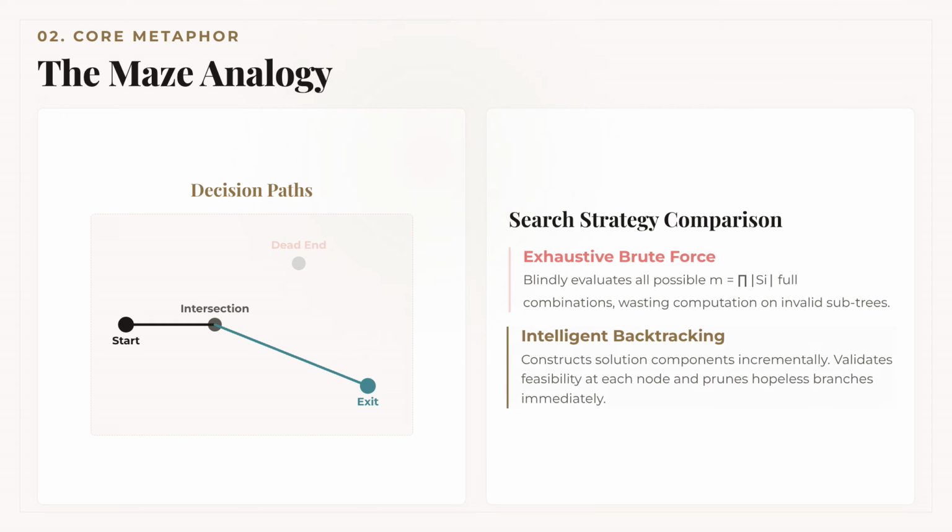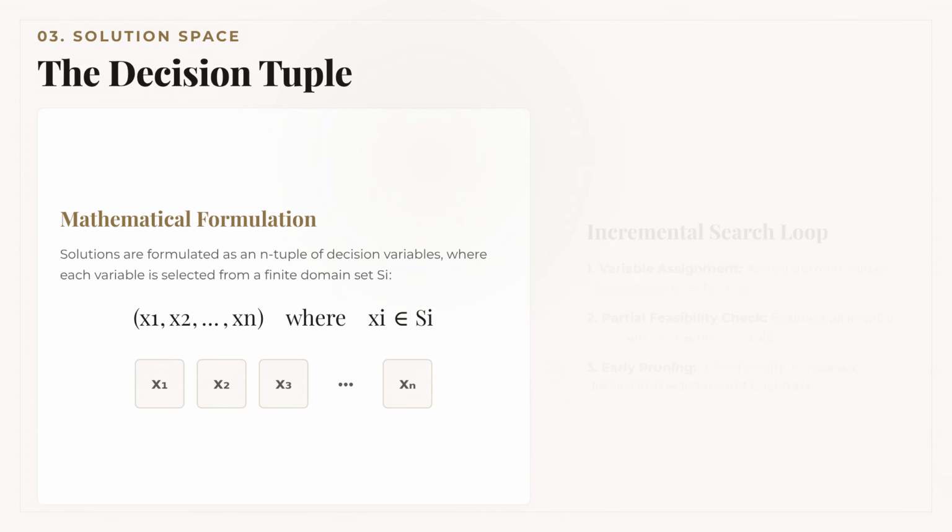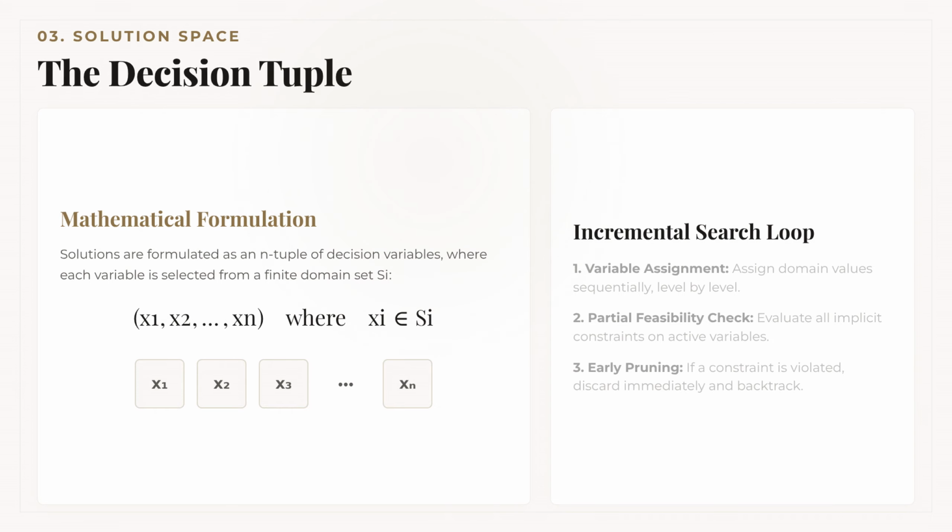Most backtracking problems can be represented as a sequence of decisions. Suppose the solution is represented by n variables. We denote them as x1, x2, x3, and so on up to xn. Each variable can take values from a finite set. Instead of generating all possible combinations at once, backtracking assigns values one variable at a time.